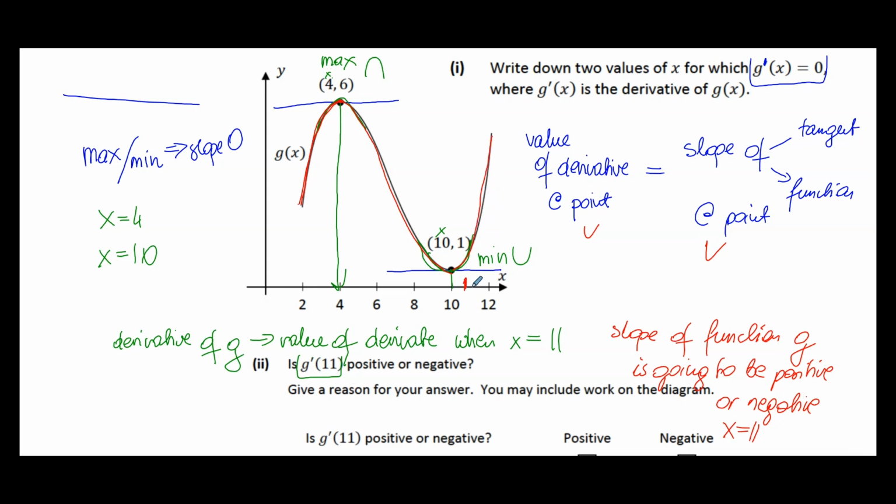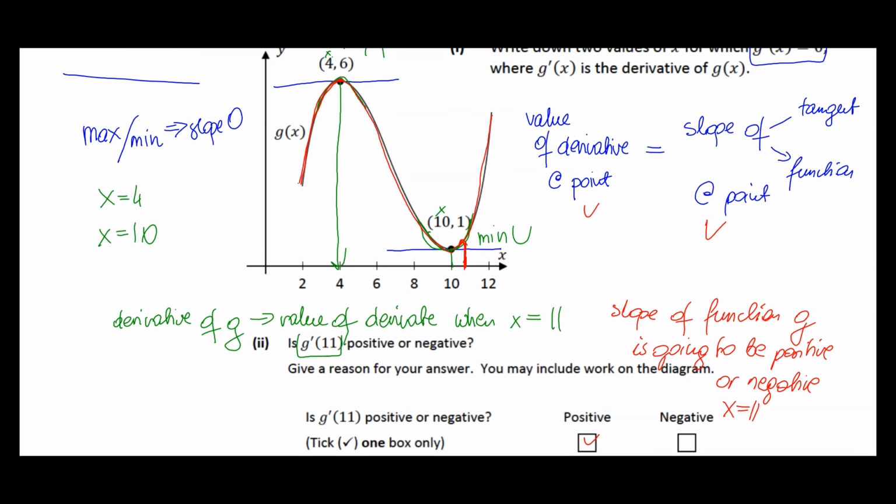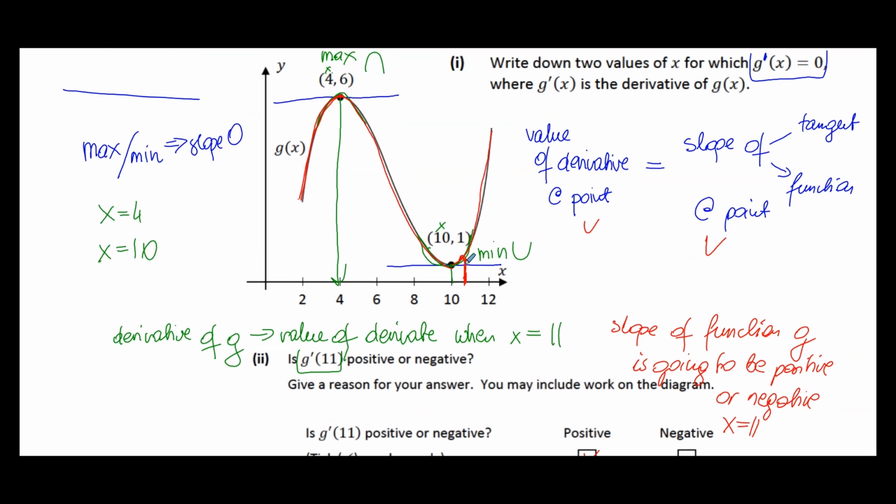So 11 is somewhere here, and we know that at that point the line goes up, therefore it has a positive slope. Therefore, our answer here is that it is positive, and we have to justify our answer. And that's how we justify it: when x is 11, the line of the graph is going up. Therefore, that means that it has a positive slope.